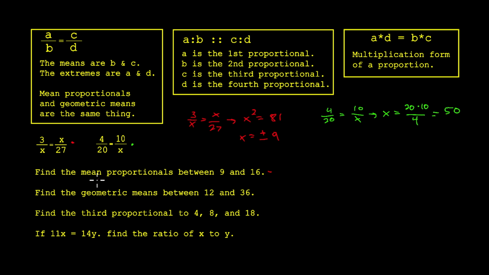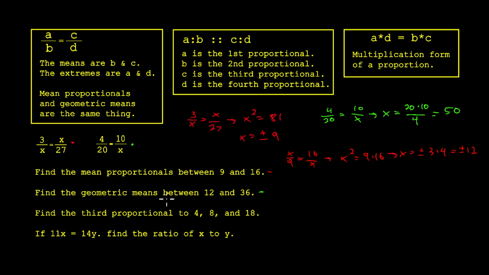Next, find the mean proportional between 9 and 16. That's the same as this here. So x over 9 equals 16 over x, or x squared equals 9 times 16. The reason this was left as 9 and 16 is this. x equals plus or minus 3 times 4, which then equals plus or minus 12. Next, we come to here.